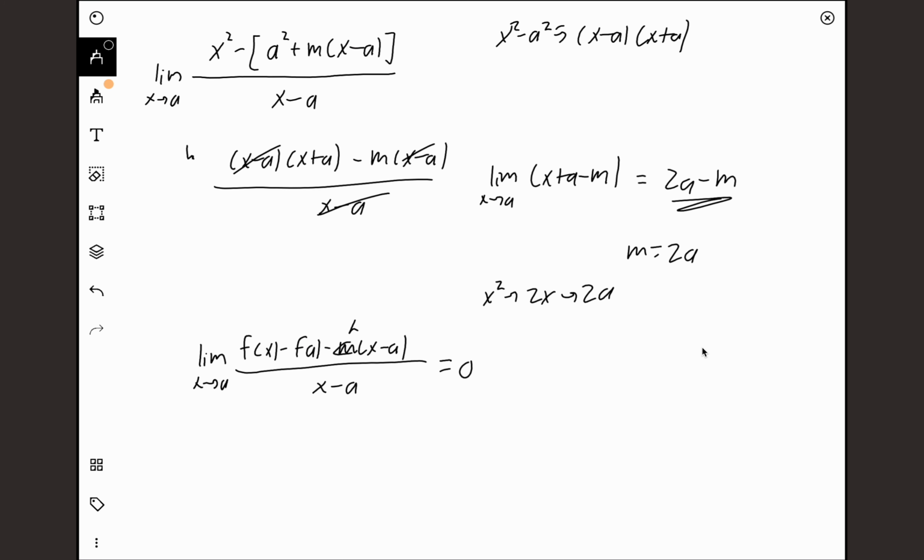If there exists such an m that this limit equals 0, then you can say that there also exists a derivative of this function f of x at the point a, and the derivative will precisely be this value m.